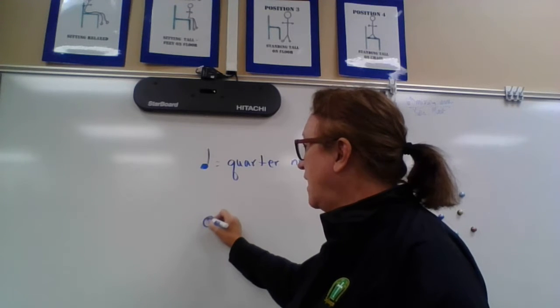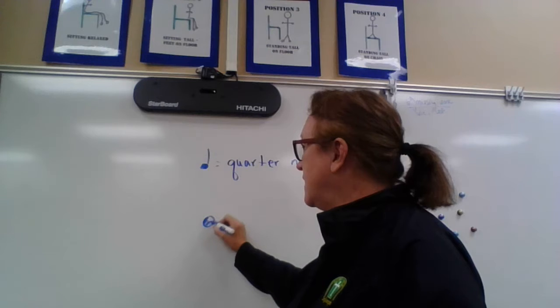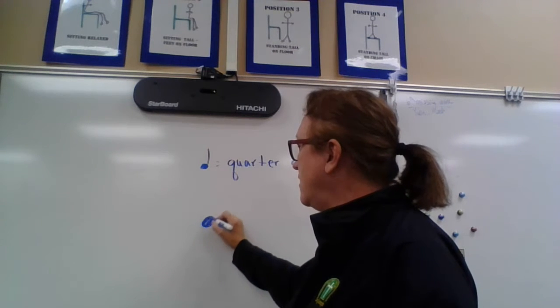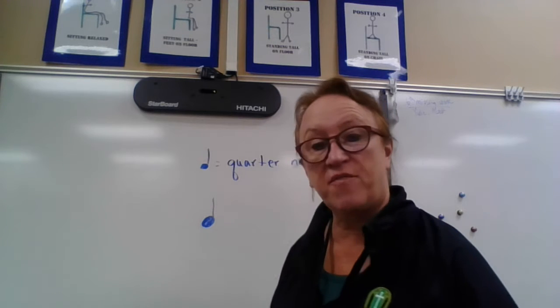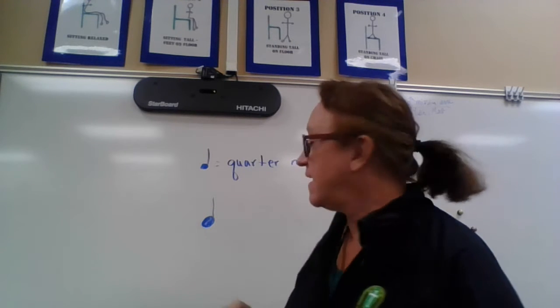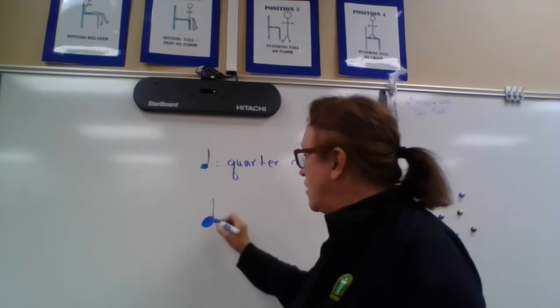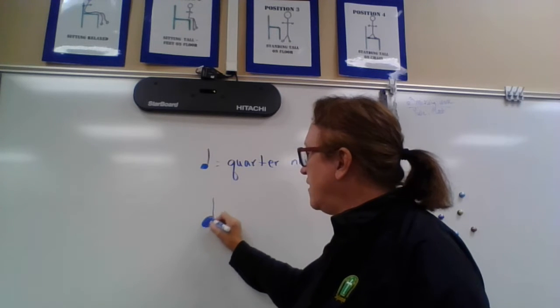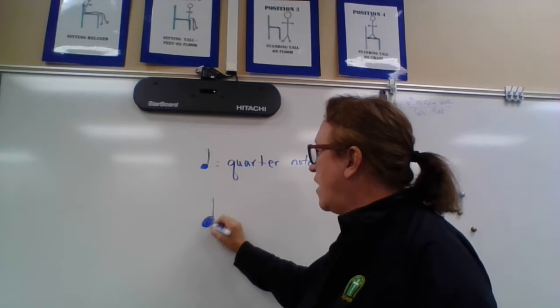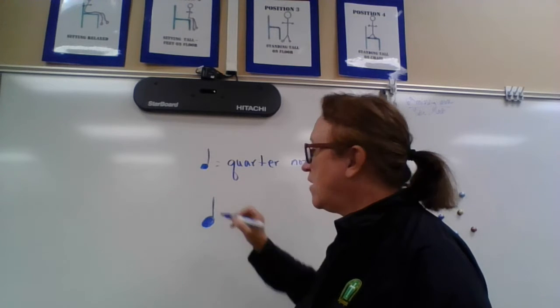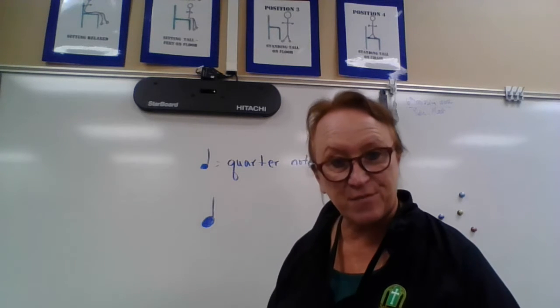Draw a circle, color it in, color it in, color it in. Draw a circle, color it in, add a stem for a quarter note. And sometimes, let's try it again. I'm going to just draw over what I did before. Draw a circle, color it in, color it in, color it in. Draw a circle, color it in, add a stem for a quarter note. That's what it looks like.